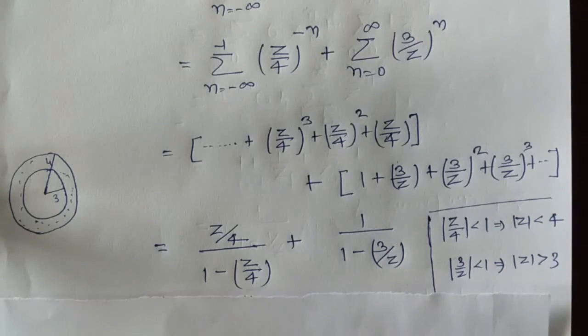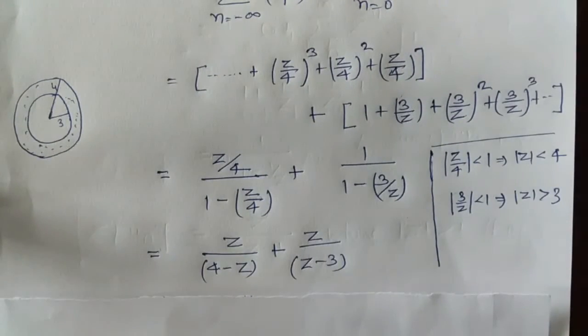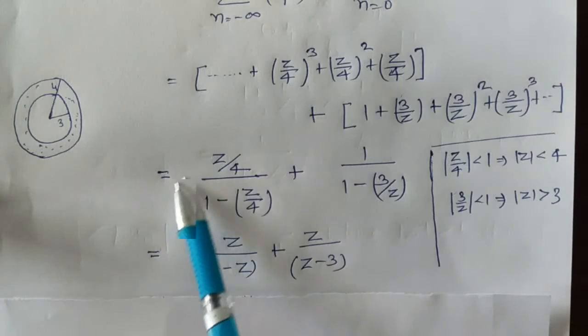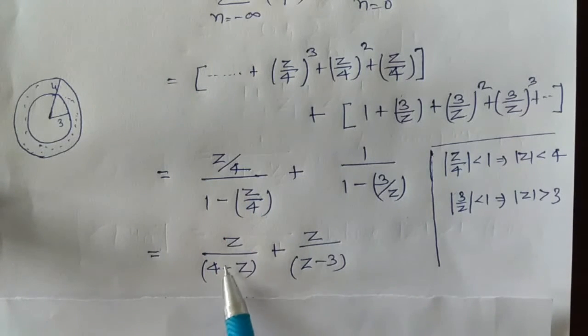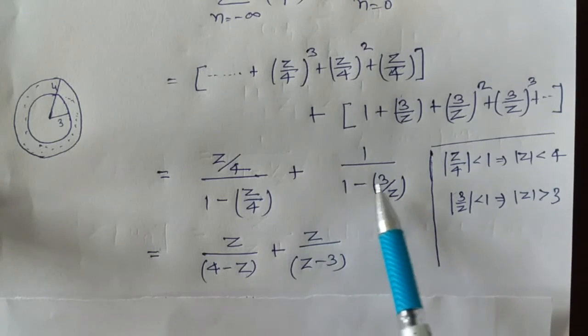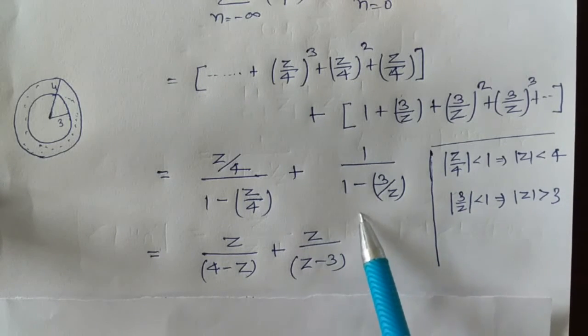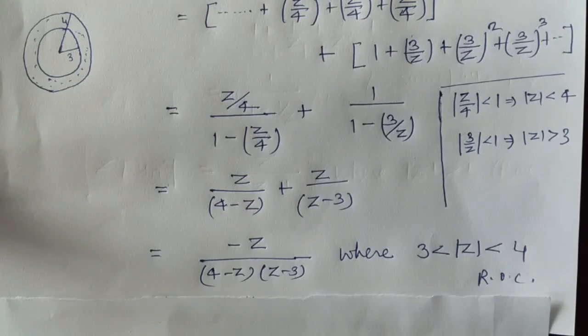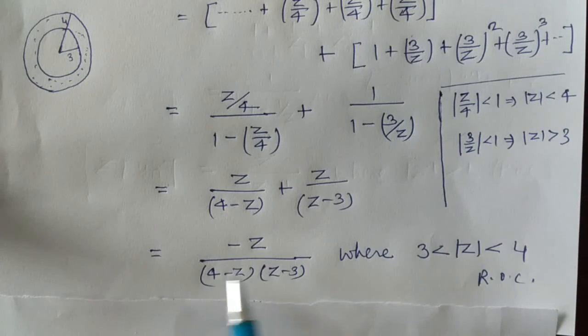Now simplifying these two, taking the LCM 4, 4 goes in the numerator, then 4 and 4 cancel, we have z upon 4 minus z, plus here z is the LCM, so we get z minus 3 by z. So this LCM z goes in the numerator, then we have z upon z minus 3. Now simplifying by taking the LCM, we get minus z upon (4 minus z) into (z minus 3). So this is the z transform of the given sequence.